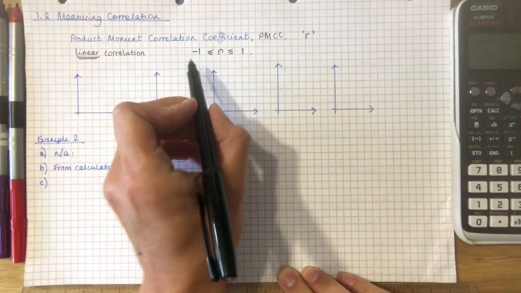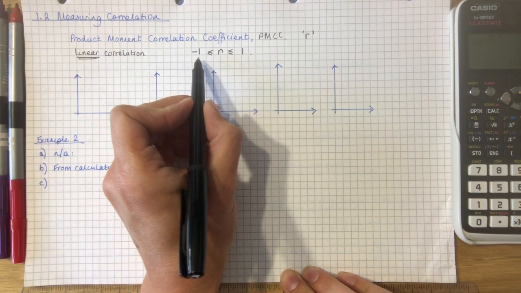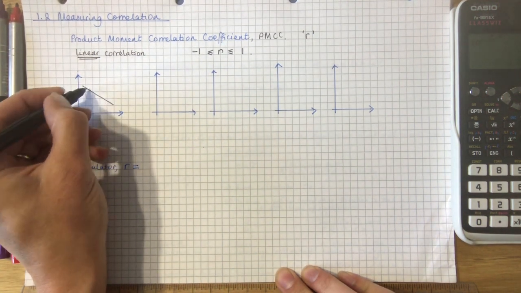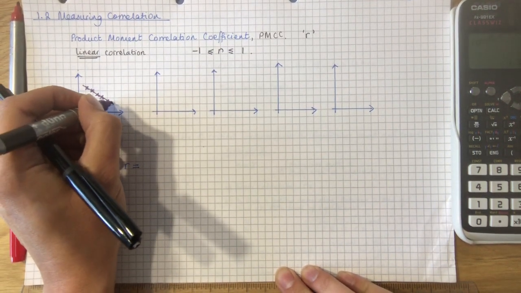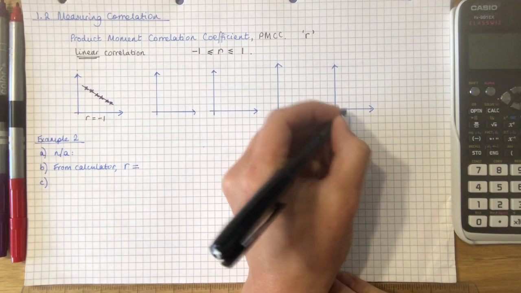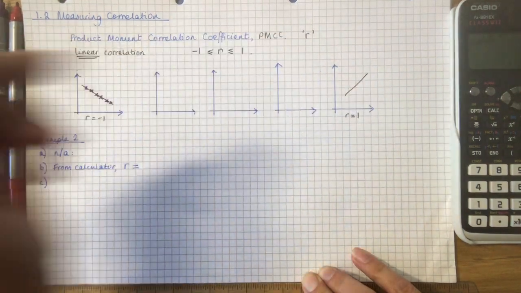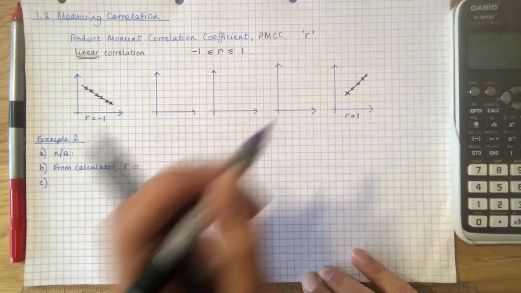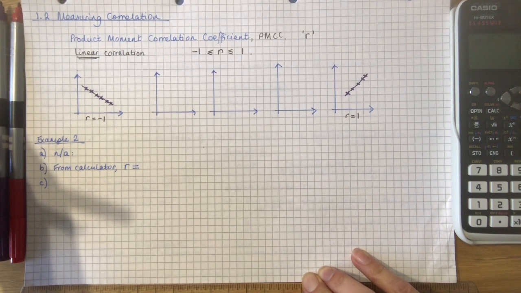Now, if you have a PMCC of -1, that means there is a perfect negative linear correlation. So all of your data points would lie exactly on your regression line. So an R of -1 would look something like that. If you had a value of R as 1, it would mean a perfect positive correlation. So all of your points would lie on the regression line, but you'd have a positive correlation. Now, of course, you're highly unlikely to get perfect correlations, be they positive or negative.